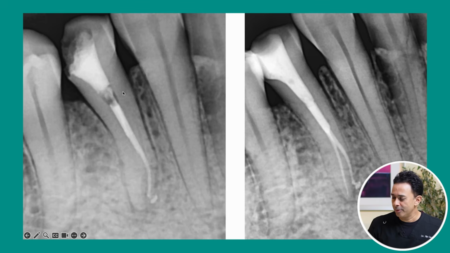So it becomes very, very predictable rather than going in there and hunting around for the canal and not knowing where it is. A cone beam CT gives you that extra information, which makes your treatment more conservative and more predictable. So a very, very useful tool. This is the pre-op, and that's the post-op of this particular case.